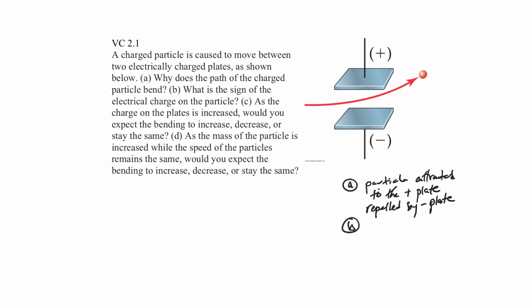so B then has to be a negative charge. It's a negative charged particle, probably an electron. C then is asking, as the charge on the plates is increased, would you expect the bending to increase, decrease, or stay the same? Okay.